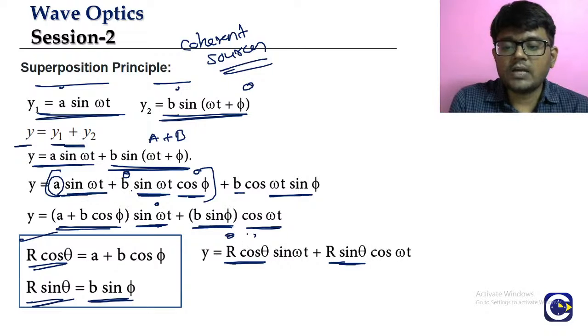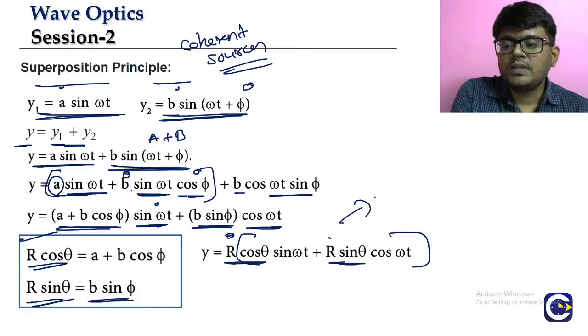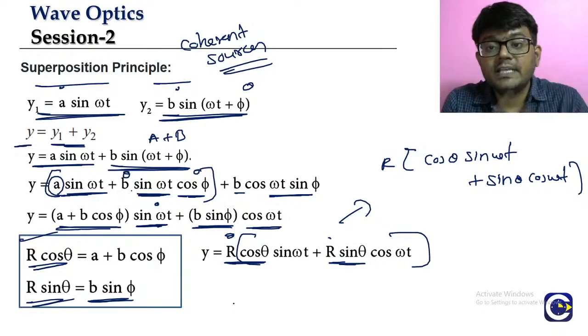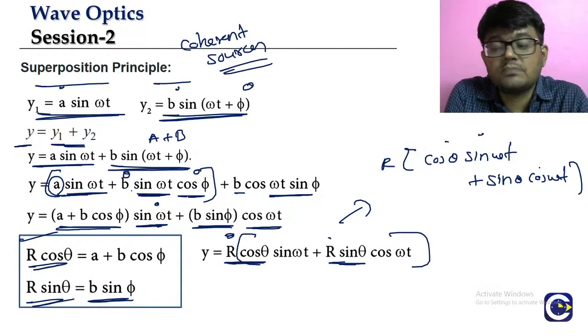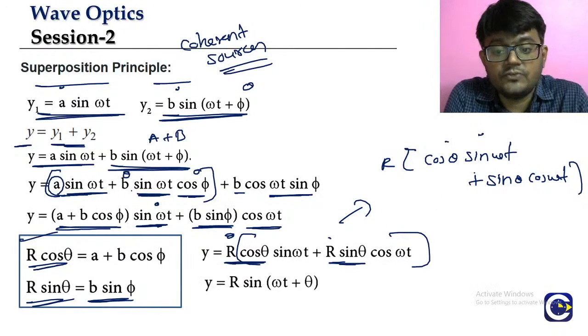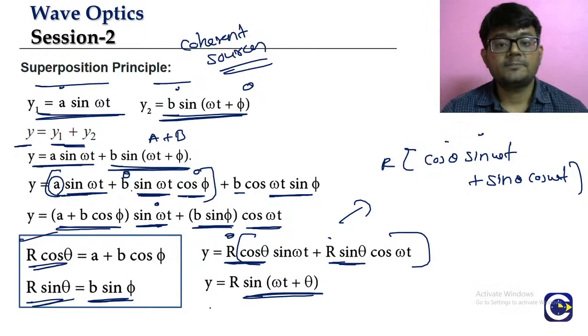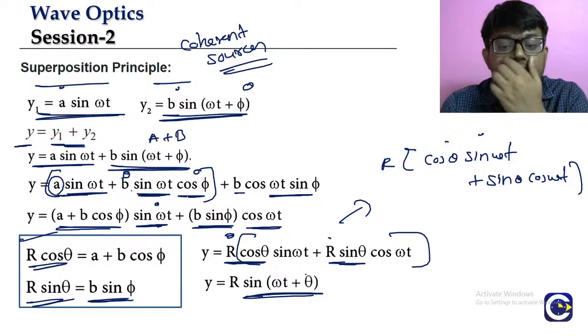Now look at it. If you take the r common out, what are we going to have? Cos theta sin omega t plus sine theta cos omega t. It is again like sin A cos B plus cos A sin B, right? So if you take r common out, that will be sine of A plus B, which means sine of omega t plus theta.